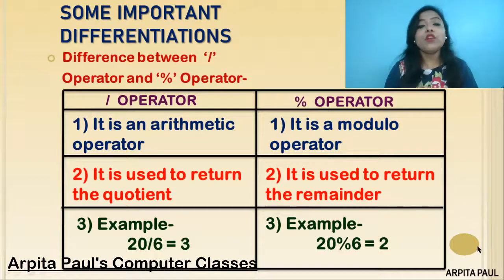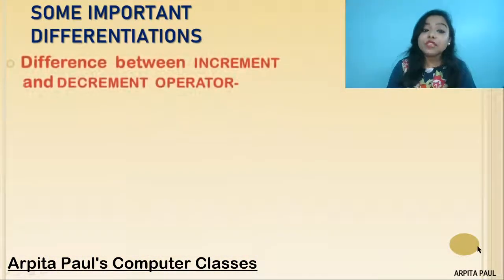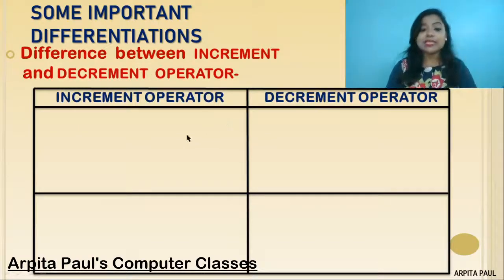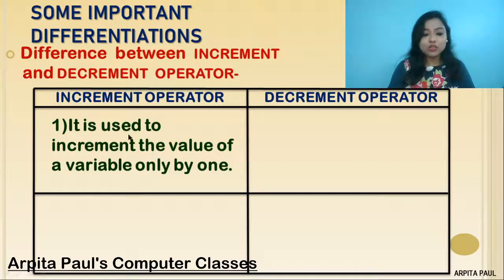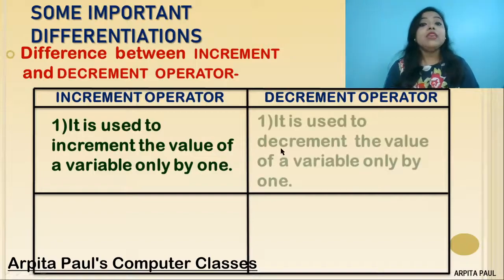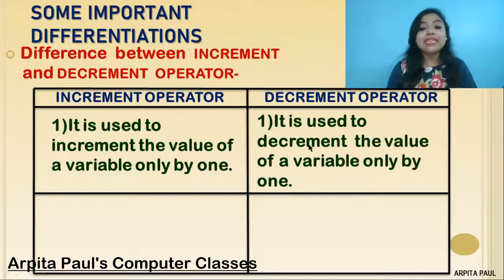Okay, now let's move on to the next difference, that is difference between increment operator and decrement operator. So what is the basic difference? In case of increment operator, it is used to increment the value of a variable only by 1. Okay, so using increment operator, we can increment the value of any variable by 1. Using the decrement operator, we can decrement the value of any variable by 1. So basically, using increment operator, we will increment the value by 1, and using decrement operator, we will decrement the value by 1. So this is the basic difference.